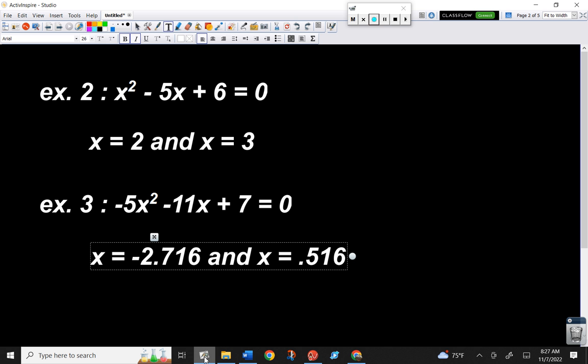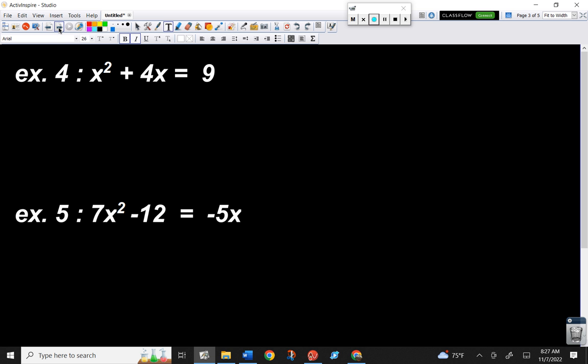Desmos seems like it's the easiest to use, but again, you have calculators in the classroom, so use calculators. You don't have to use your phone or a computer. All right, let's do another example. Go ahead and pause the video and do these two examples, and we'll run through them using Desmos and the calculator.